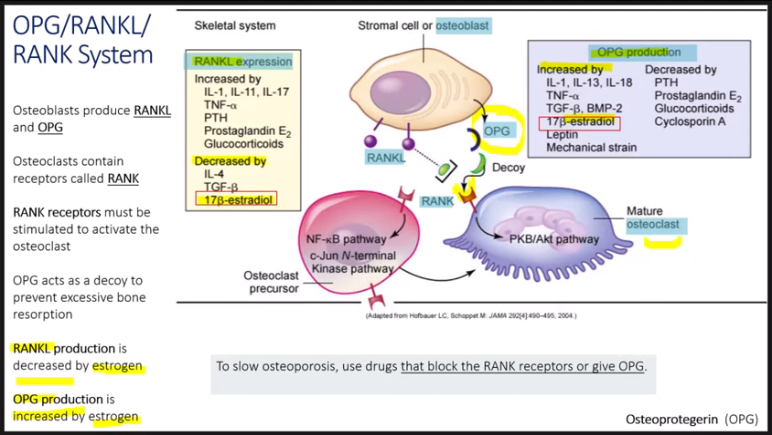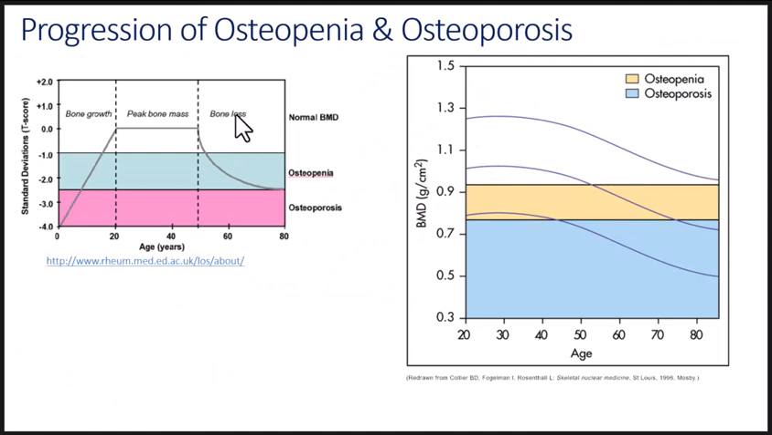So that's the most detailed and trickiest slide, but definitely a good one for you to understand. So let's have a look at the progression over life of osteopenia and osteoporosis. In this first graph, you can see age shown on the x-axis, and on the y-axis, it's showing bone density.